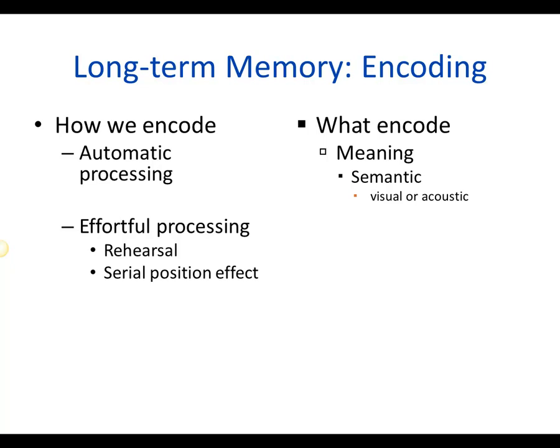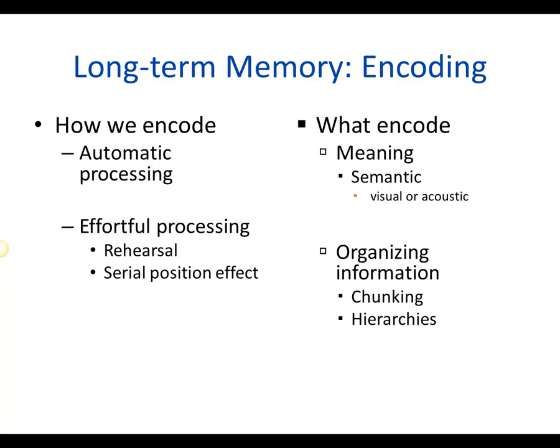But what we encode is the meaning of information, how valuable it is, what does it do for us, how is it going to affect us. We also encode the information's organization. We might actually chunk the information into parts. When we talk about phone numbers, we've got 3 digits for our area code, 3 digits for the prefix, and then 4 digits for the final 4.